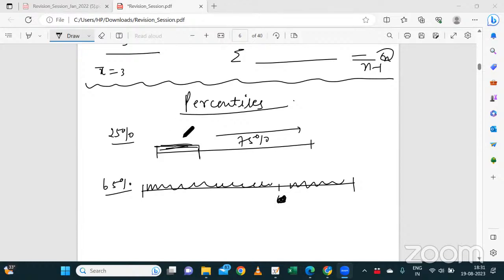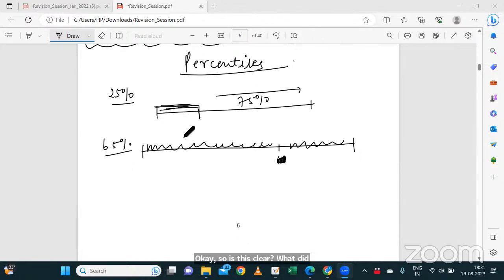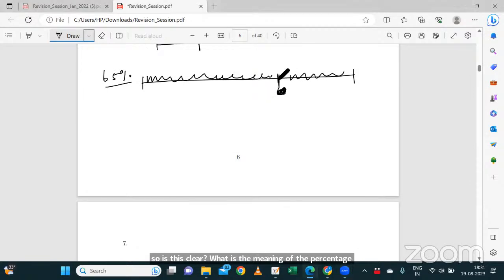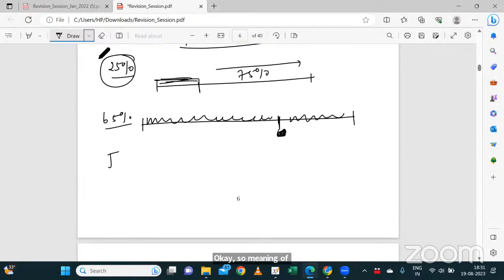Okay, so is this clear? What is the meaning of the percentile? Can you please repeat it, sir? Okay, so the meaning of percentile: suppose I'm saying 25 percentile of a data, right?